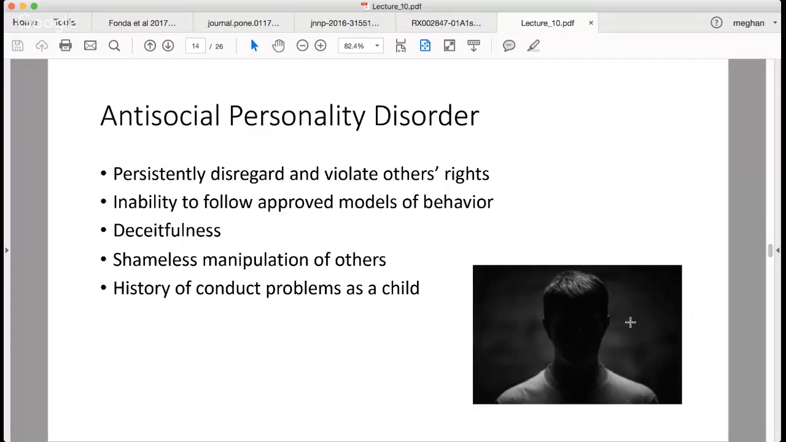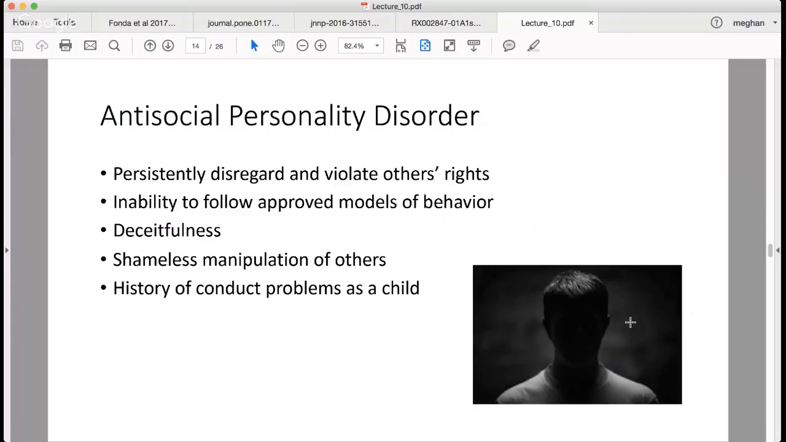To be diagnosed by age 15, there must be evidence of things such as repeated unlawful behavior, deceitfulness, impulsivity, aggressiveness, or consistent irresponsibility in work or financial matters. The prevalence in the general population is around 2 to 3%, and it's more common in men than in women. Antisocial personality disorder is often used interchangeably with psychopathy, but they're not the same thing.